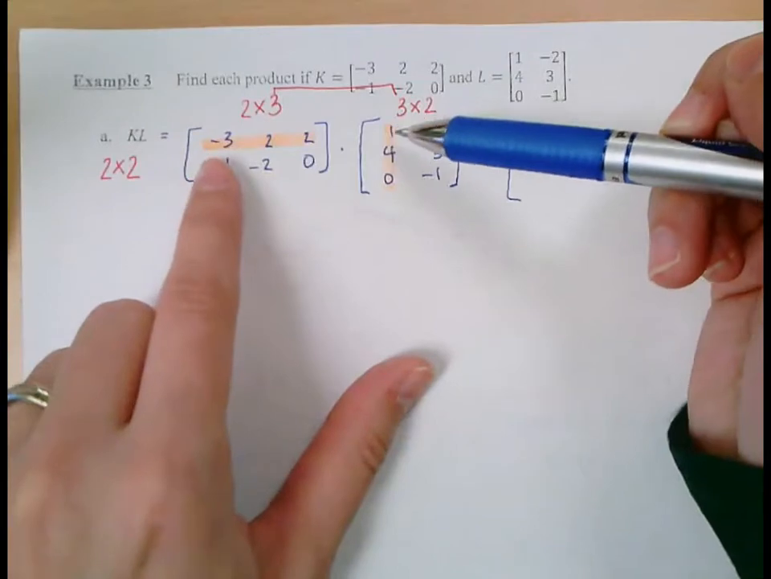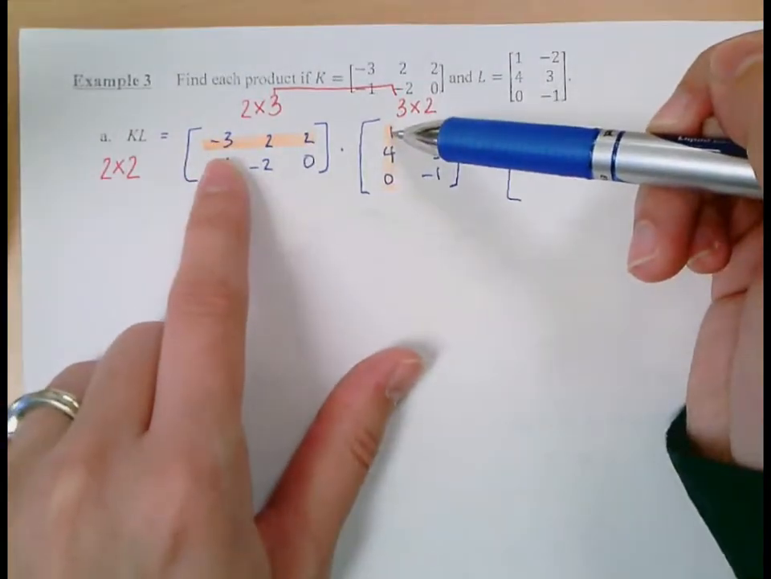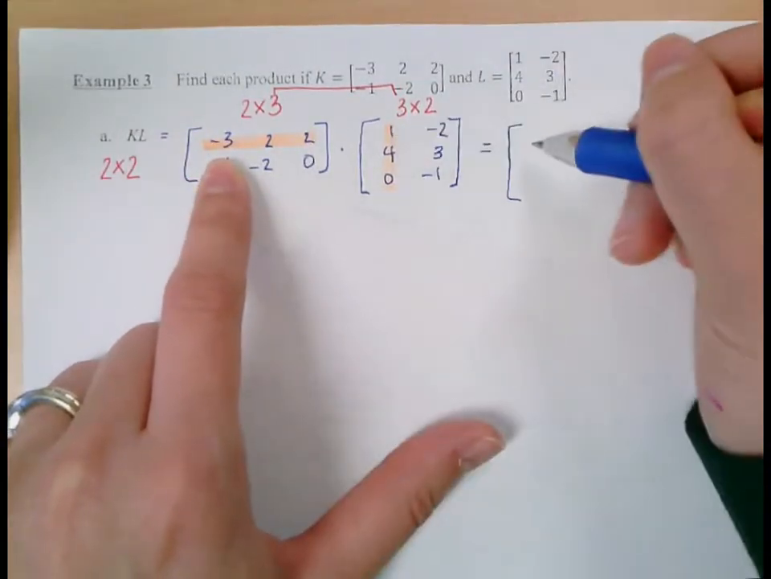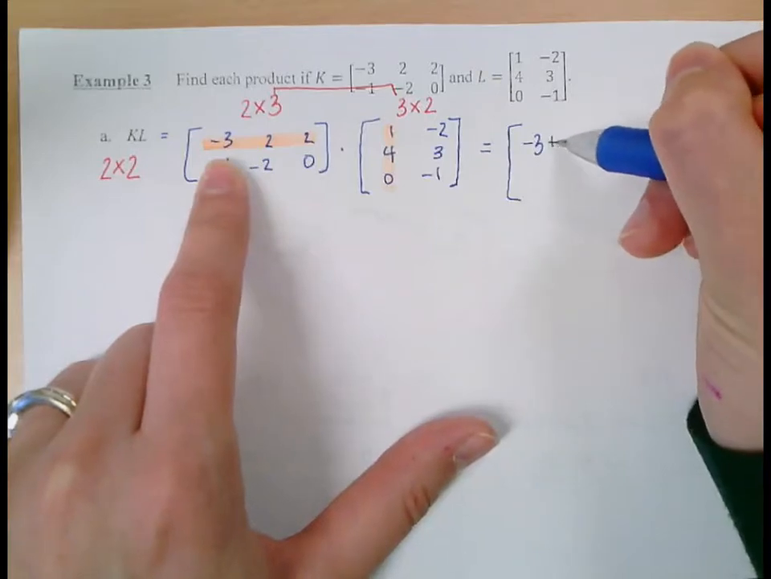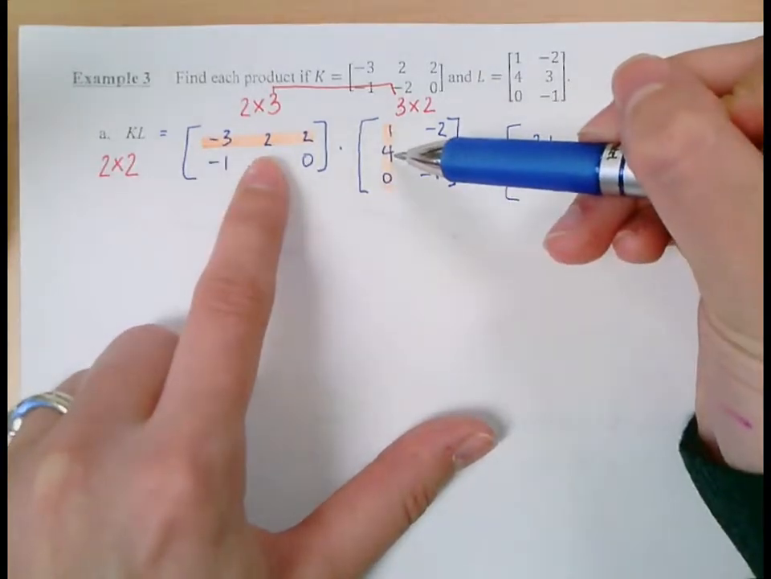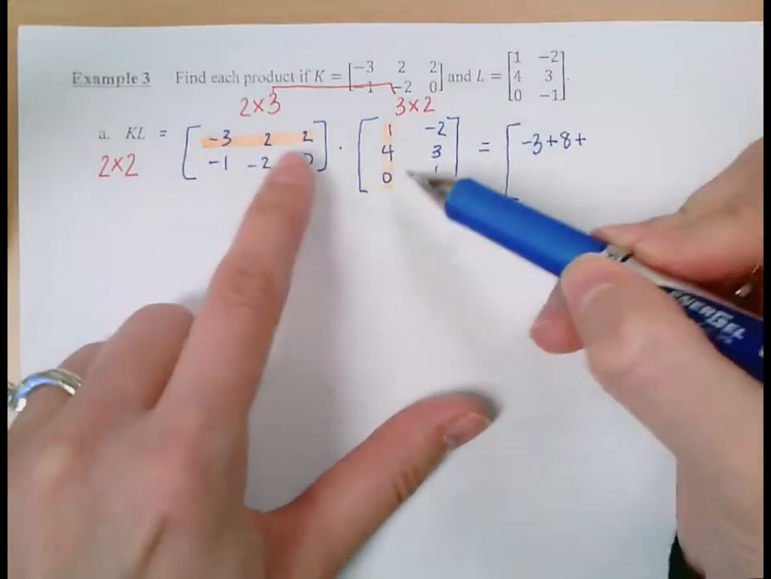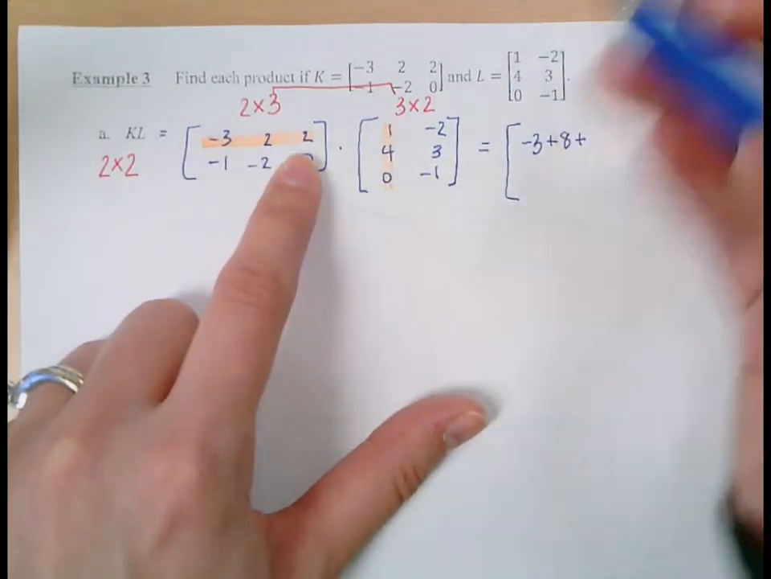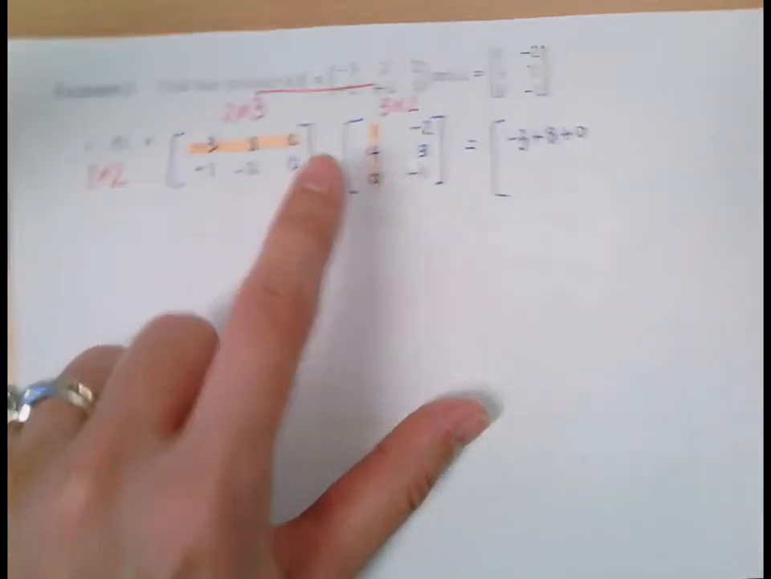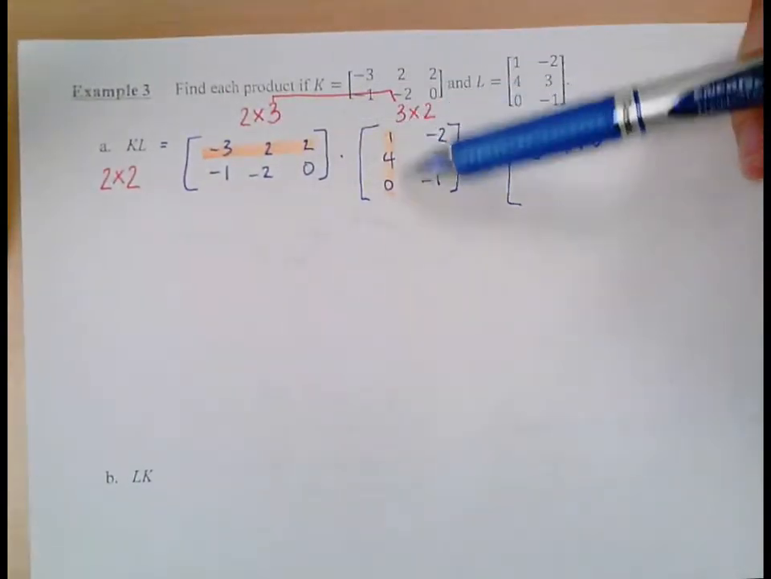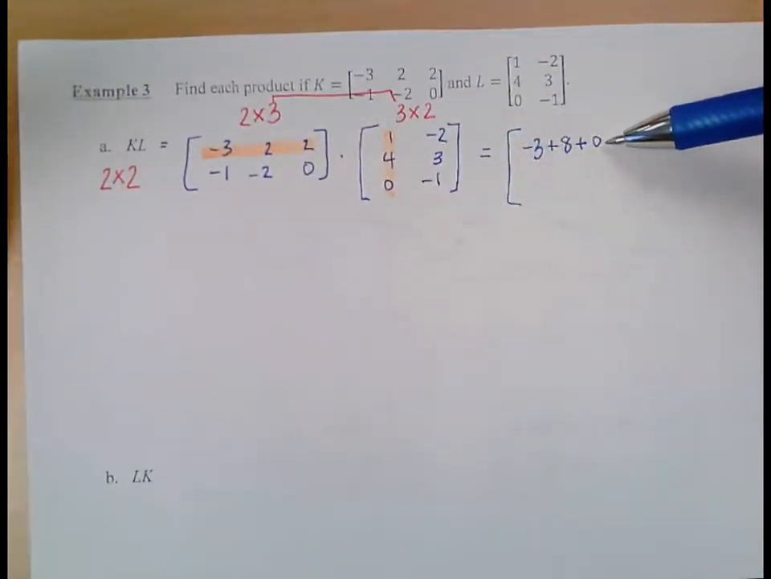So here I have to multiply the first elements together, so negative 3 times 1 is negative 3, plus the second element's 2 times 4 is 8, plus the third element's 2 times 0 is 0. So I multiplied row 1 by column 1. That whole thing is one element. It goes in row 1, column 1.